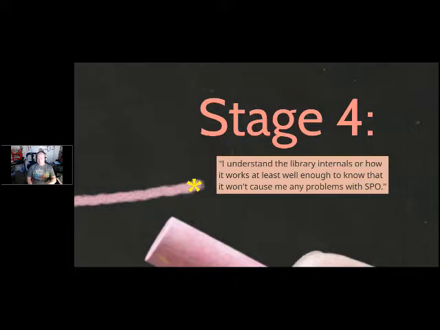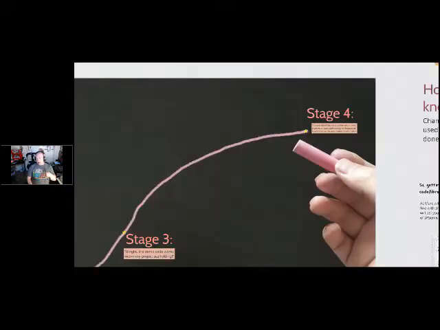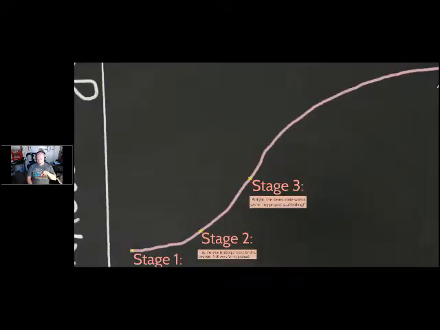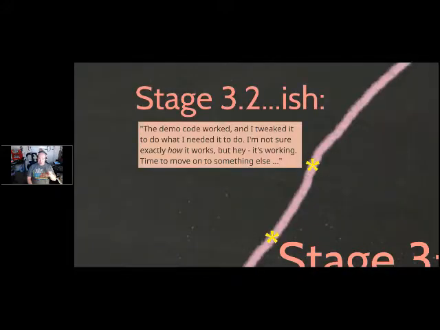Now, it probably doesn't surprise you to hear me say that most developers don't get to stage four. Most developers on this curve usually bomb out somewhere around stage 3.2-ish. The demo code worked. I tweaked it. It's doing what I need. I don't know what it's doing under the hood, but hey, I need to move on to something else. I've got a deadline to hit. I've got a project to deliver. It works. I'm not going to worry about it.